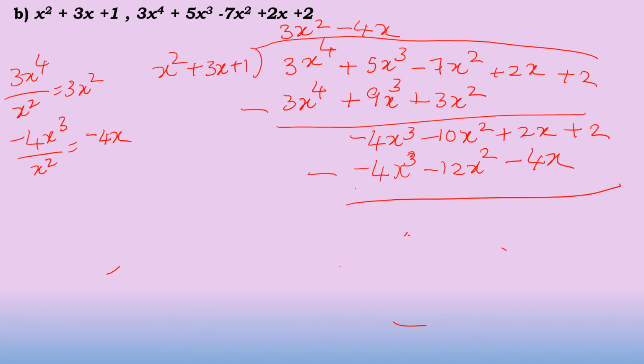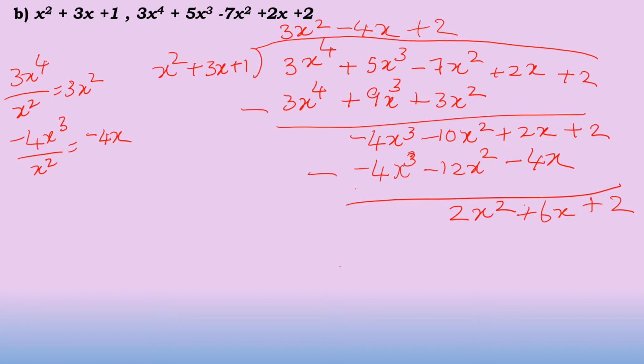So when you subtract, you get minus 4x cube minus 4x cube will be equal to 0. Minus 10x square minus 12x square will be 2x square. 2x minus 4x, which will be 2x plus 4x, which is equal to plus 6x. Then you bring down 2. Now continue division. 2x square divided by x square, you get 2. So you write 2 as the next term in your quotient.